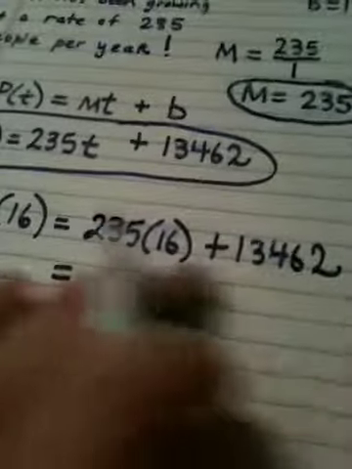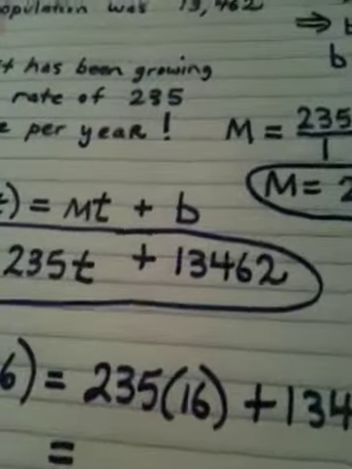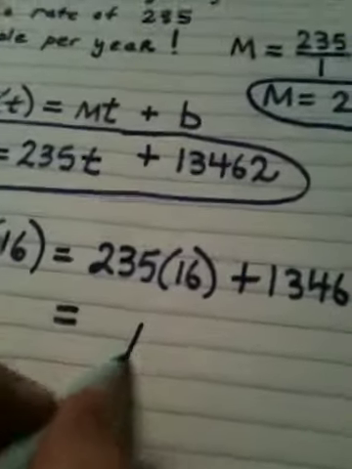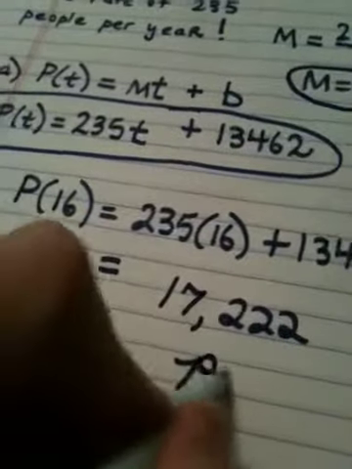And when I go to my calculator and do that computation, I come out with an answer of 17,222 people.